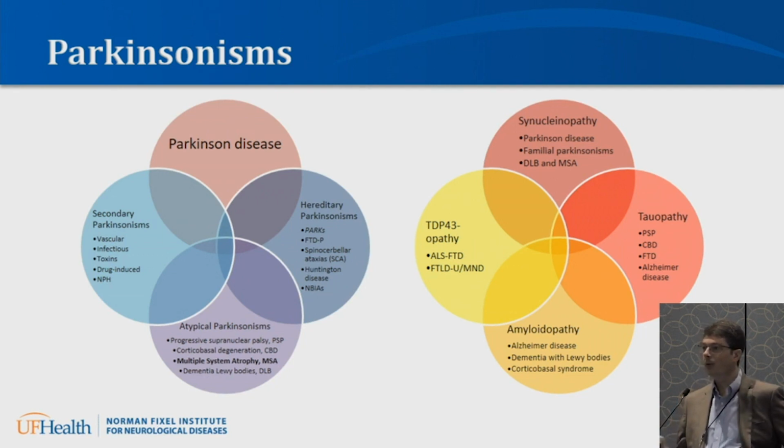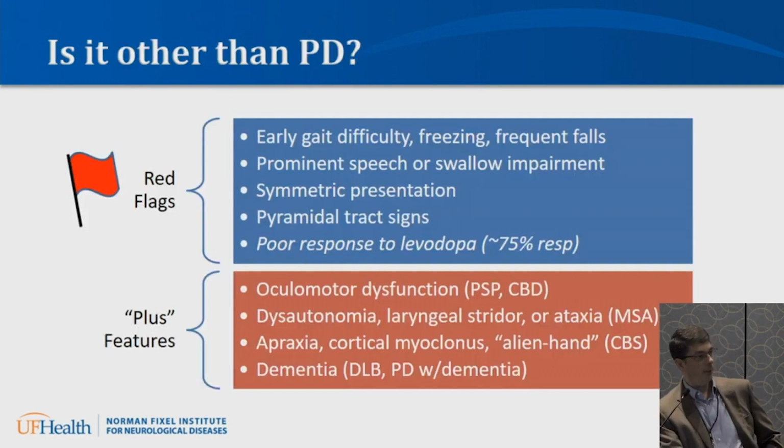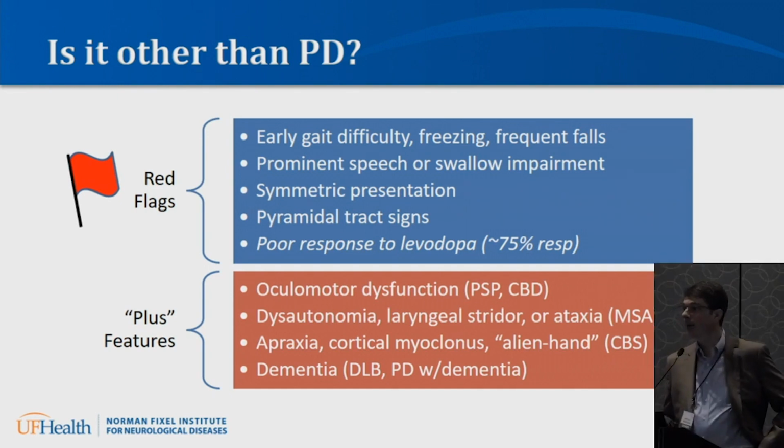But hopefully your docs are thinking this way as well, okay? So one of the big questions that I see in the clinic is really, is it MSA? Is it Parkinson's disease? And so what are those features that I'm looking for? So there are a number of red flags that are available for us.